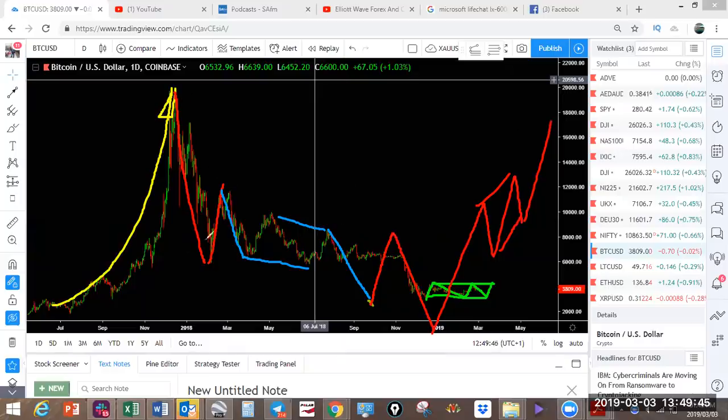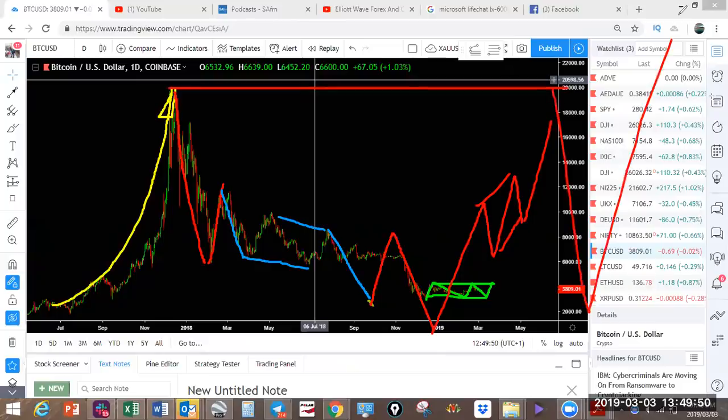Okay, so that will be a 1, 2, 3 this side, 1, 2, 3 this side, going and retesting the top, coming back down, and then going. So that is just a very long-term focus. But that is the advantage that the Elliott wave theory gives you. You can focus this long-term.